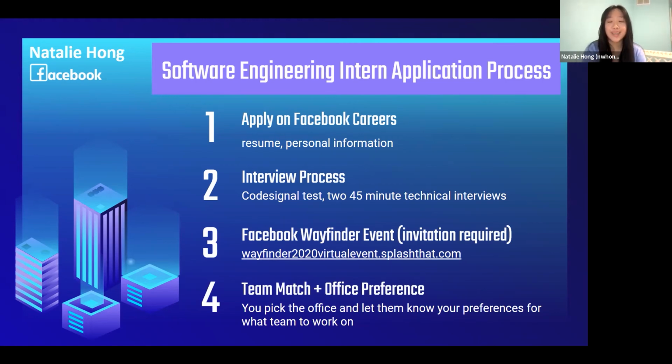Once you actually get an internship offer, they'll ask you for your office preference. There are a couple different offices that Facebook has in the US. They have New York, Boston, DC, LA, Silicon Valley. They have a lot. And then they also have you fill out a team match form where they ask you whether you want to be a front end or back end engineer. And they basically try to team match you as best as they can.